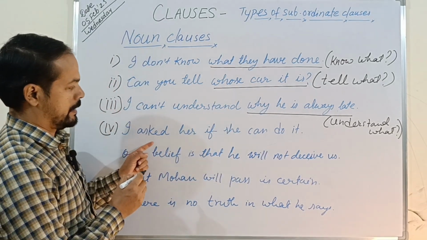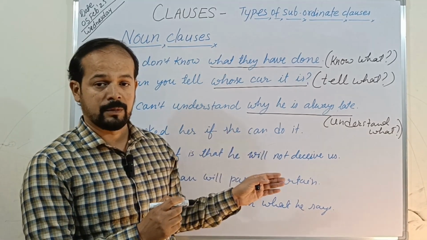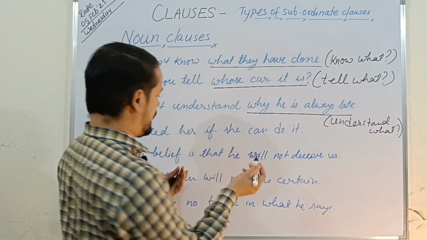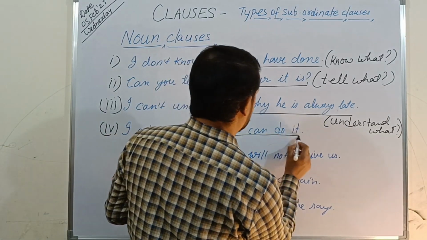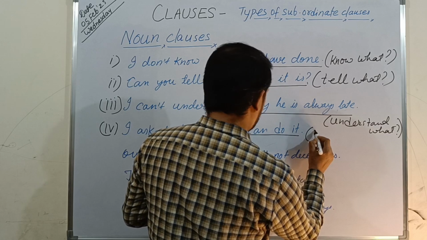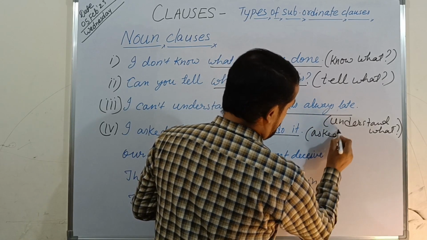In the fourth sentence also, I'll show you: I asked her if she can do it. What did I ask her? So you simply ask yourself the question. Again, the same formula we can use. Asked what?